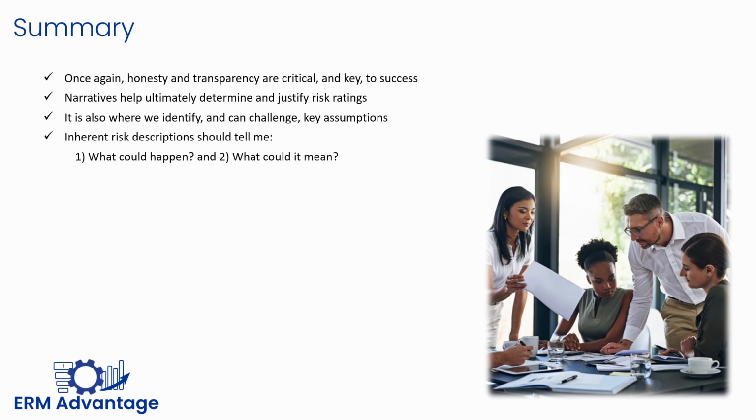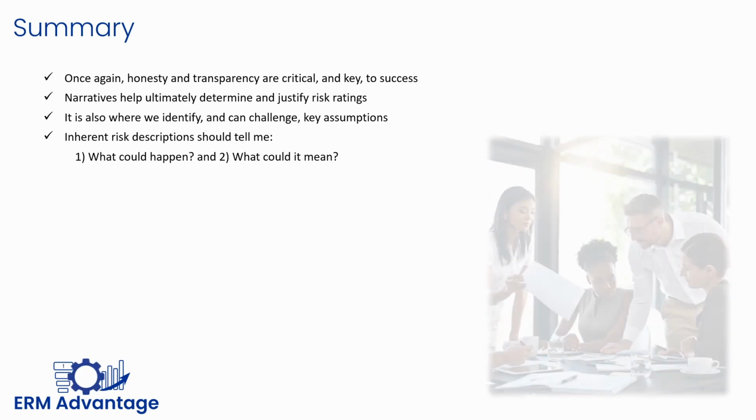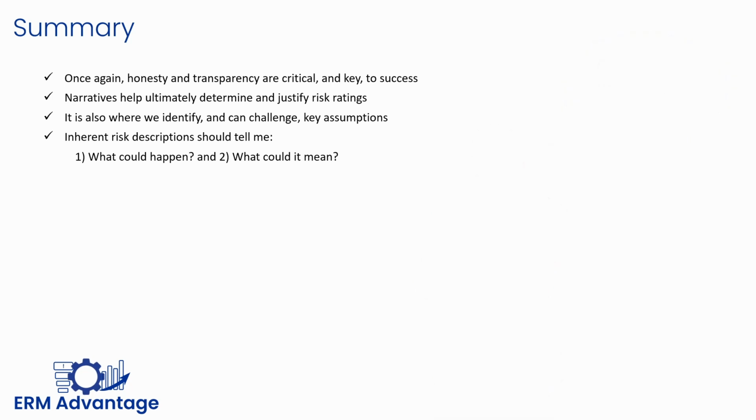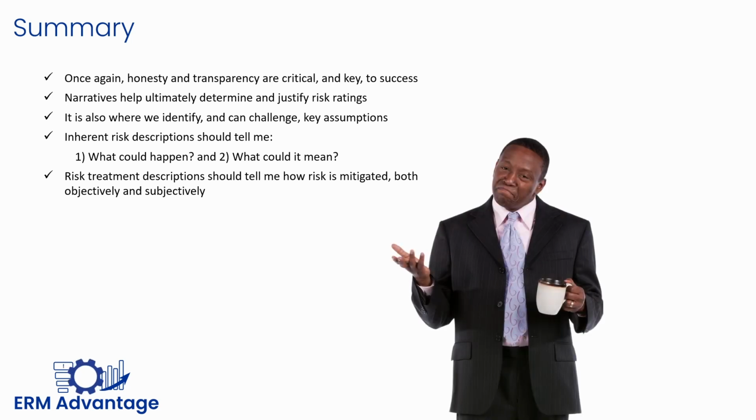Now, our inherent risk descriptions should ultimately tell me, one, what could happen, and two, what could it mean? In other words, convince me why I should care. Why are we even considering this risk? Similarly, our risk treatment descriptions should tell me how risk is mitigated, both objectively and subjectively. In other words, convince me not to worry.